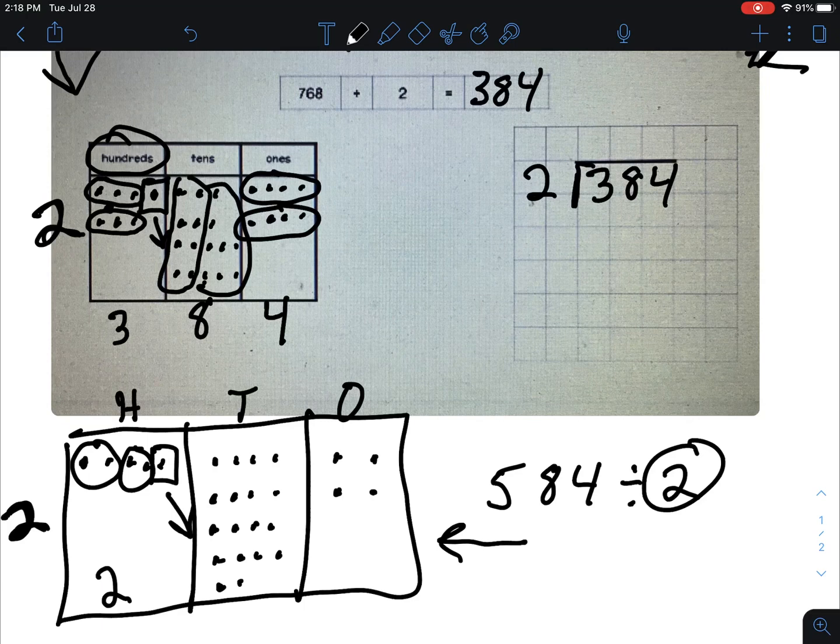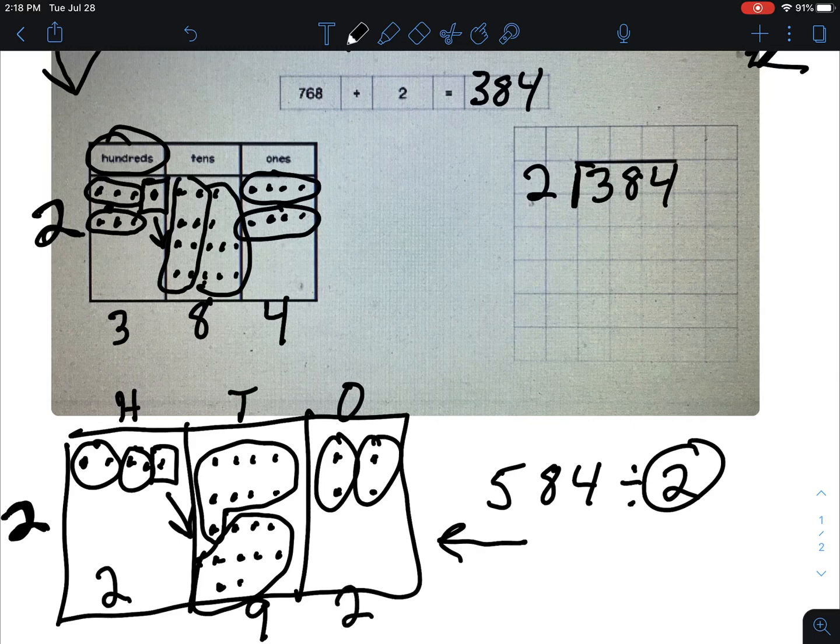Now I can count them up, and I have, let's see, 18 discs over here now. So I can do half of 18, and that's 9. So there's a group of 9. 4, 5, 6, 7, 8, 9. There's a group of 9, right? There's my 2 groups. I have 9 in each group.